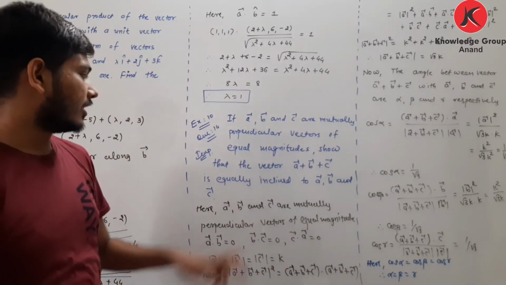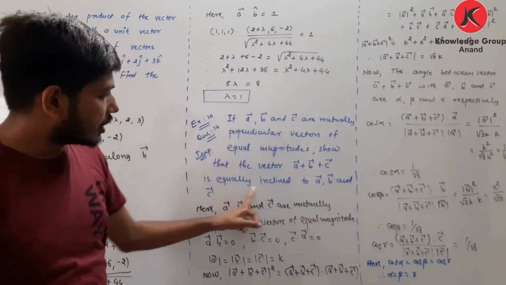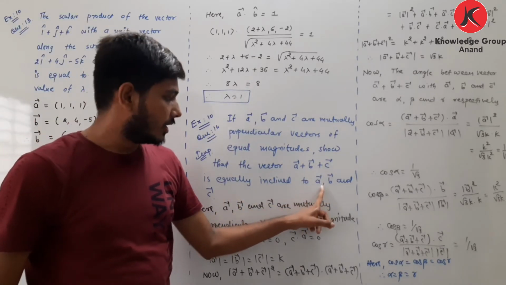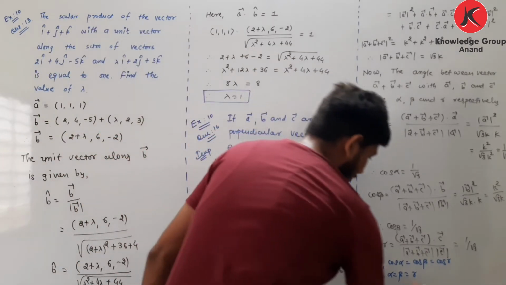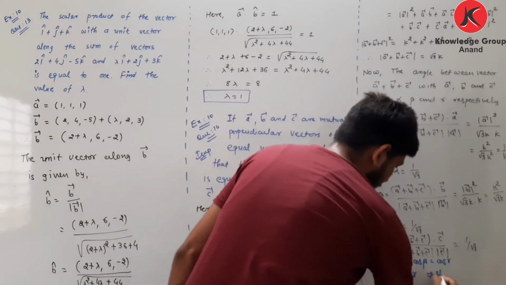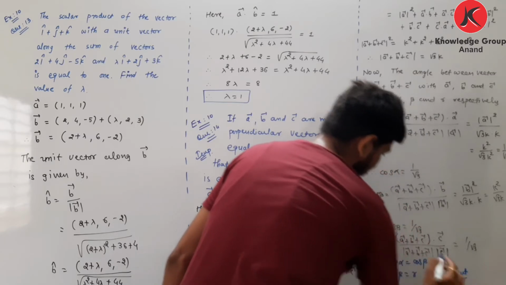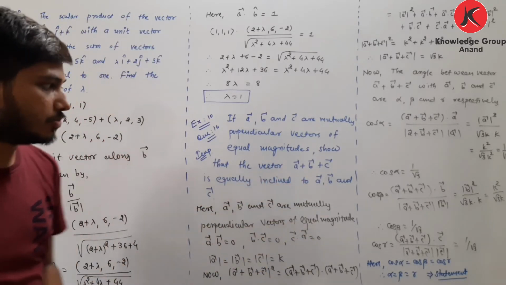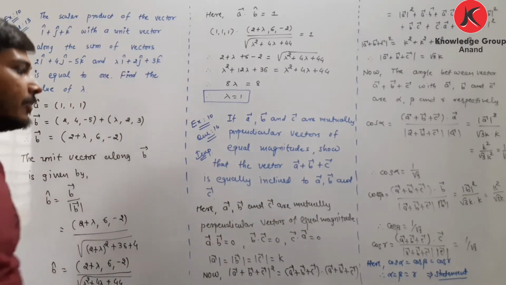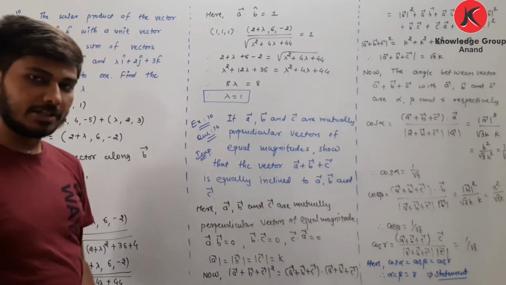Therefore, we can say that the vector A bar plus B bar plus C bar is equally inclined to A bar, B bar and C bar. So we will write this statement at the end. Be careful to write the statement, especially, since we have proved this. So what statement to write? The vector A bar plus B bar plus C bar is equally inclined to the vector A, vector B and vector C.